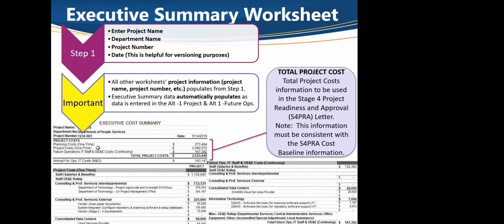However, it was a little less on an ongoing basis because there must have been a partial year or a ramp up, ramp down. So in this case, it tells Department of Finance and it also tells Department of Technology your IT project costs that you need to be funded for on an ongoing basis is that portion. Now that only includes your IT staff and your OE&E.